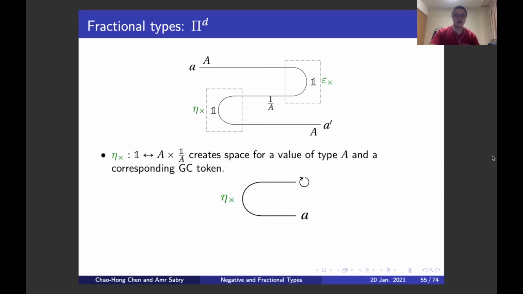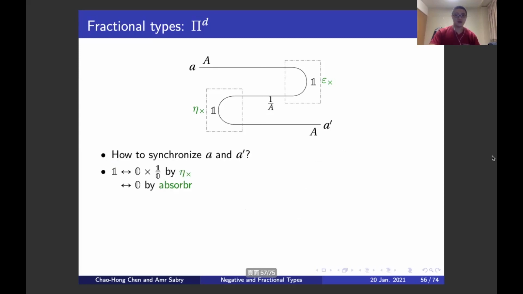But now, which value should we create? So that's the problem, and there are two problems in this setting. The first one is which value should eta create so that A and A prime in this diagram are synchronized. And we also need to deal with this 1/0 problem. Otherwise, we will get a combinator from the unit type to the empty type, which does not make any sense at all.